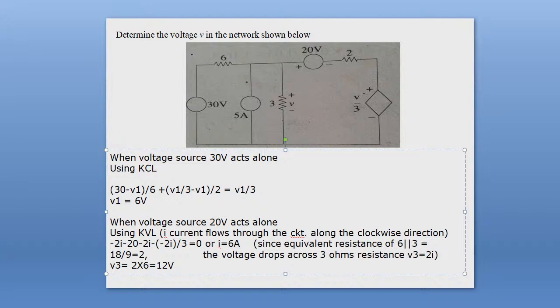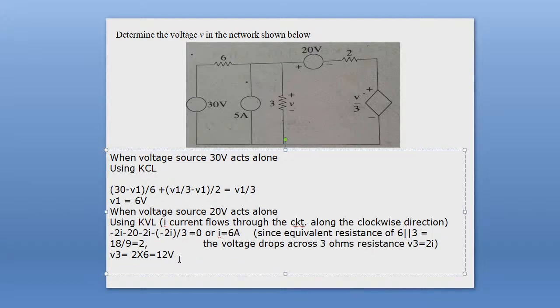First you consider the supply voltage 30 volt, then you consider 20 volt, and finally you consider the 5 ampere current source, and for that case you will get V2 equal to minus 6 volt, and you solve it yourself. For when only the current source, how much value of current source? 5 ampere.